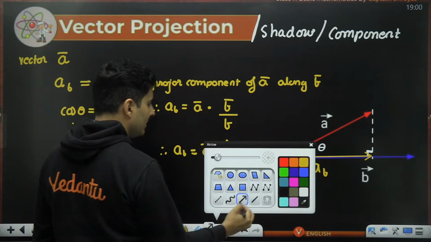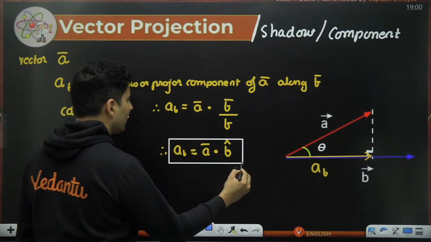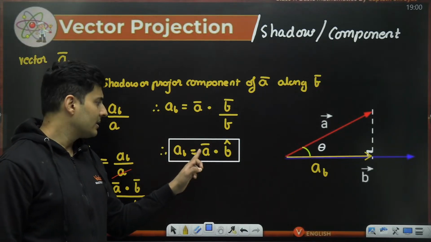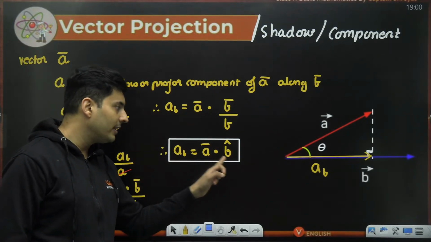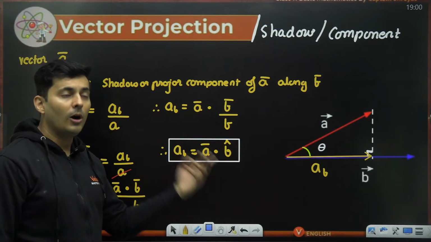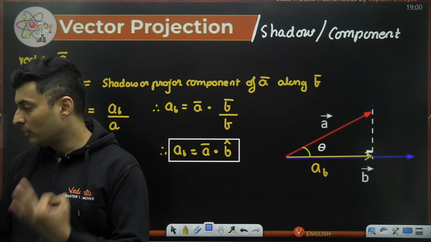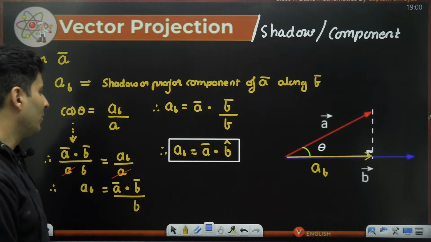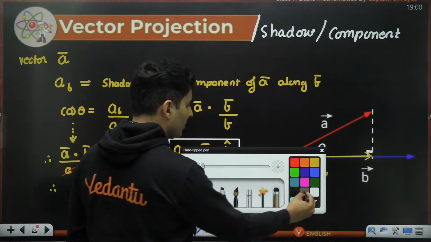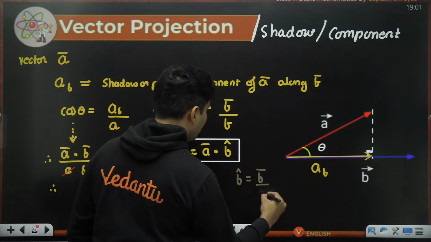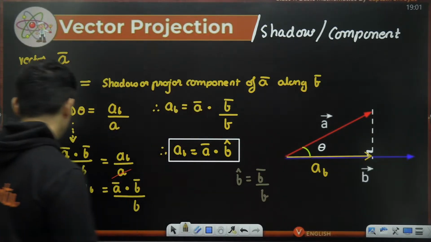So that's it. That is the answer, guys. If you remember this, your job is done. Component of a vector along another vector is the vector dot producted with the unit vector along which you want to find the component. Yes, perfect. So we've used the fact that B hat is vector B divided by its magnitude.